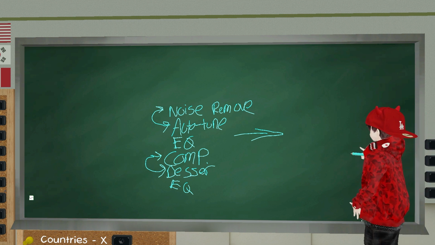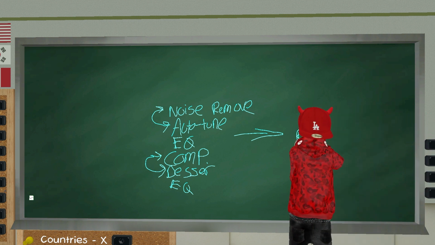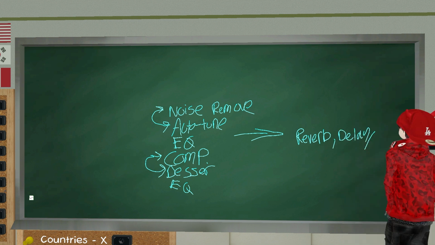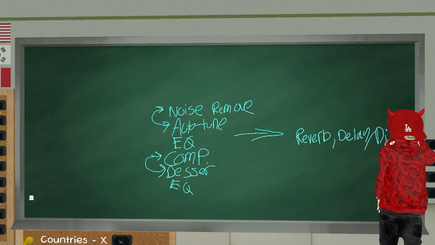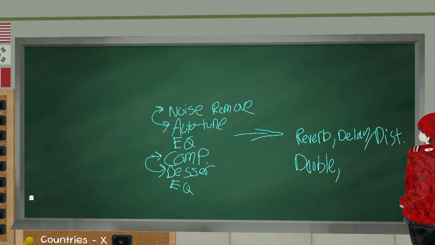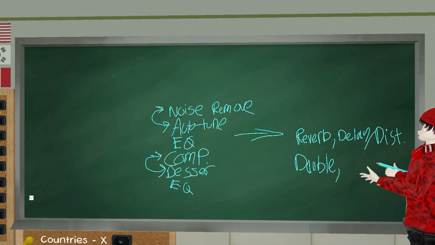So here's a list of plugins that you can add. You can add reverb. You can add delay to the vocals. I don't think I'm gonna have enough room, we're just gonna abbreviate that. You can add distortion. You can add doublers. You see what I'm saying? You can go on and on and on.